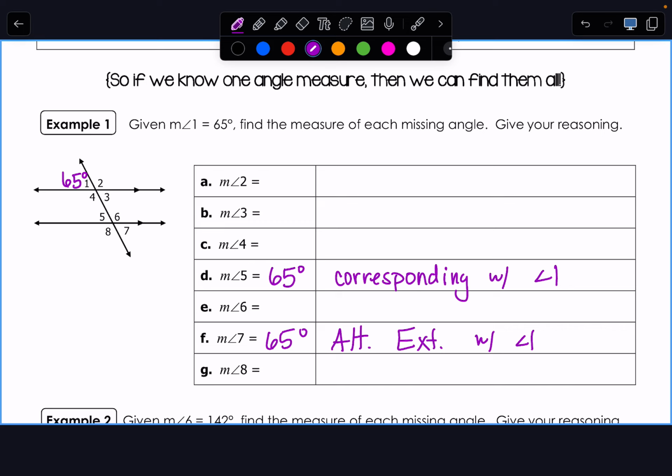Okay. All right. Let's talk about angle 3. What's the relationship between angle 1 and angle 3? They're vertical angles, and we know that vertical angles are congruent. So I can say angle 3 is 65 degrees because it's a vertical angle with angle 1.